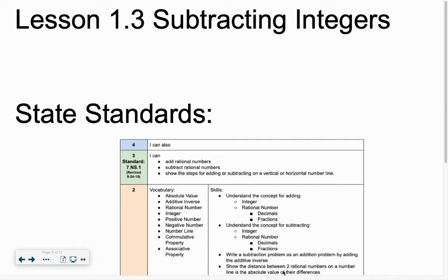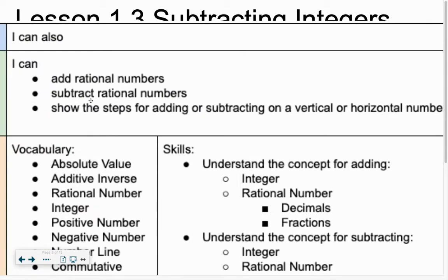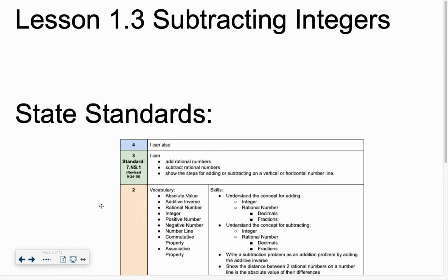Lesson 1-3, subtracting integers. Again, we can see that's in our standard. One of the things we're going to be doing here, we're going to be subtracting rational numbers, which does include other things. But for this chapter, just integers, which are our vocab, positive and negative whole numbers. Let's take a look at that.